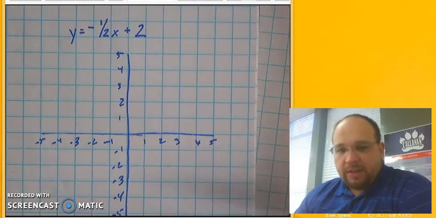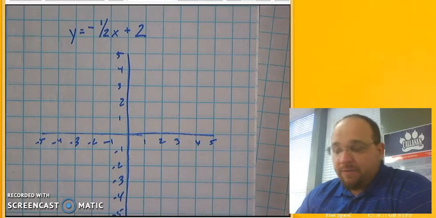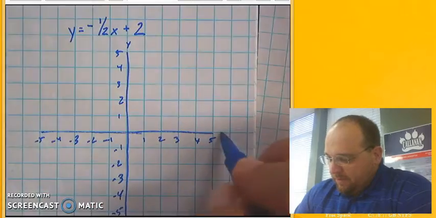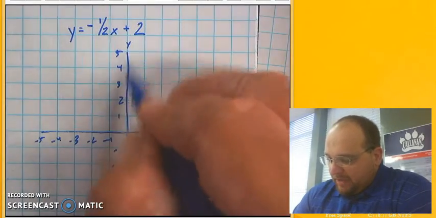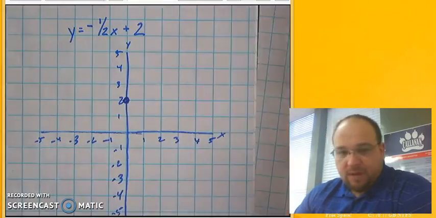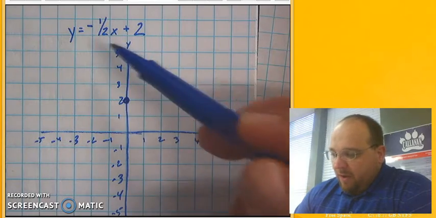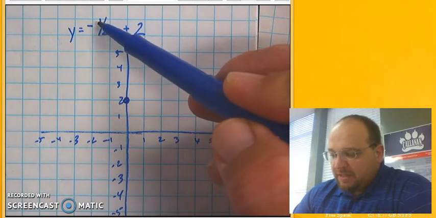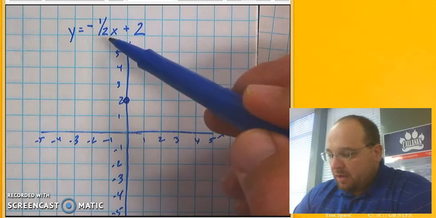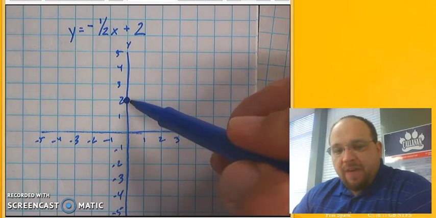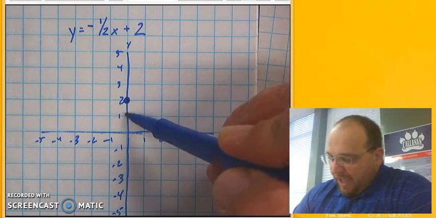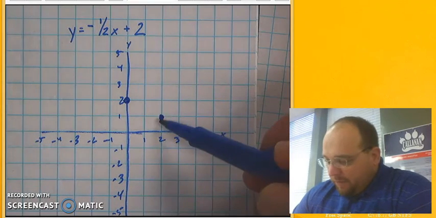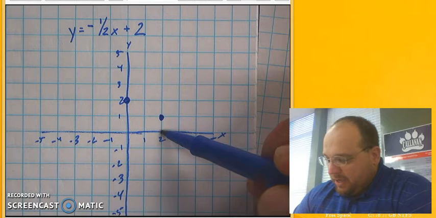So I'm going to, again, start there. I'm going to find the y-intercept of +2. So here is the y-intercept. Here's the y. So I'm going to find +2, and I'm going to put a point right there. So that's where I'm going to begin. Now I take a look at my slope. My slope is -1/2. This means I'm going to go down 1 and right 2. So from the y-intercept point, I go down 1, right 2, and make another point. From that point, I'm going to go down 1, right 2 again. 1, 2.